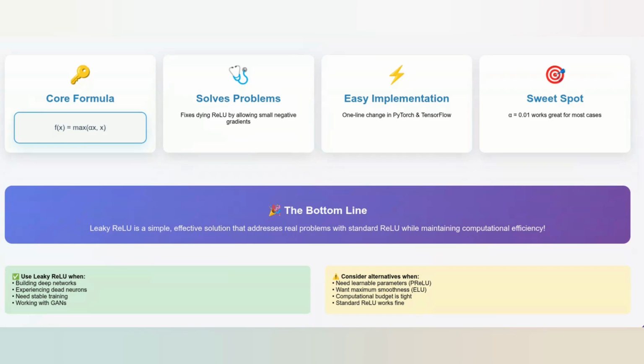All right, let's wrap this up. Here are the key takeaways. Leaky ReLU solves the dying ReLU problem by allowing small negative activations. Simple formula: f of x equals max of alpha x and x, with alpha typically equal to 0.01. Benefits: better gradient flow, no dead neurons, improved training stability. Easy to implement in PyTorch and TensorFlow. Use it when building deep networks, experiencing training issues, or need robust performance.